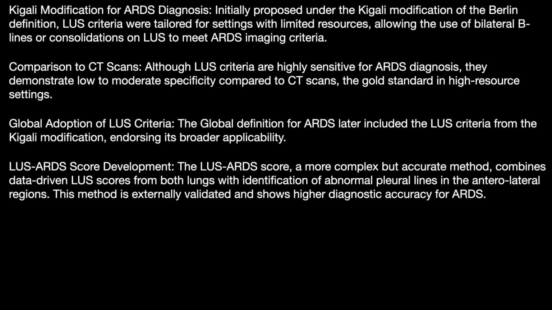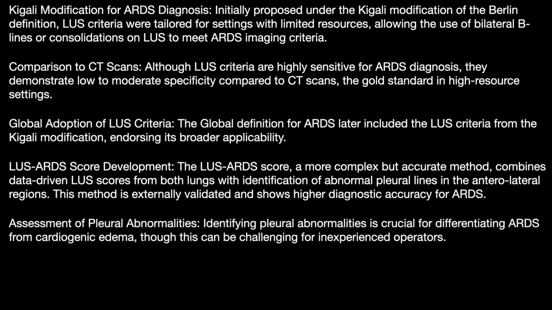The lung ultrasound score for ARDS, a more complex and accurate method, combines data-driven lung ultrasound scores from both of the lungs with identification of abnormal pleural lines in the anterolateral regions. This method is externally validated and shows higher diagnostic accuracy for ARDS.